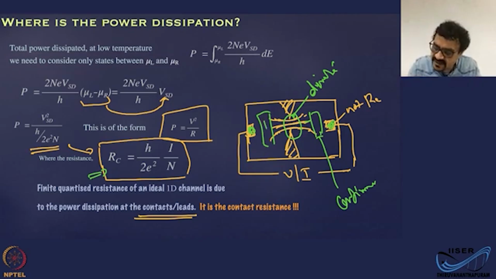When I say these are the regions, this is the source and this is the drain. That is where the power is dissipated. Of course, you can have some other series resistance in this region, but that is not the discussion here. You can have additional dissipation there also, but that is not a quantum transport feature. That is not where the discussion we have done is happening.